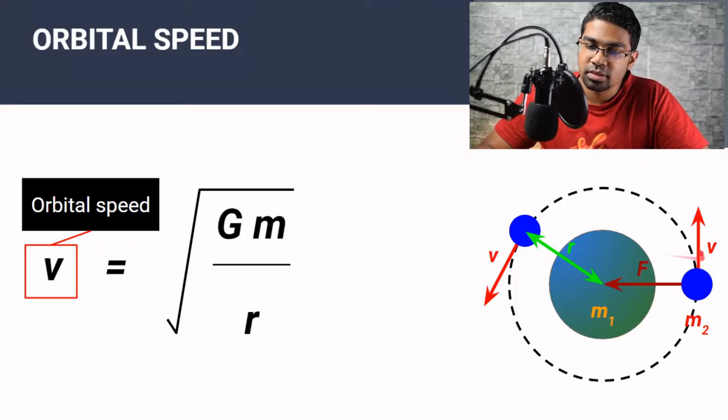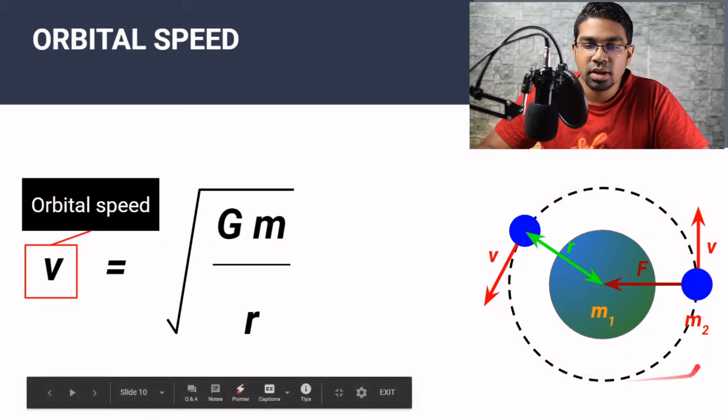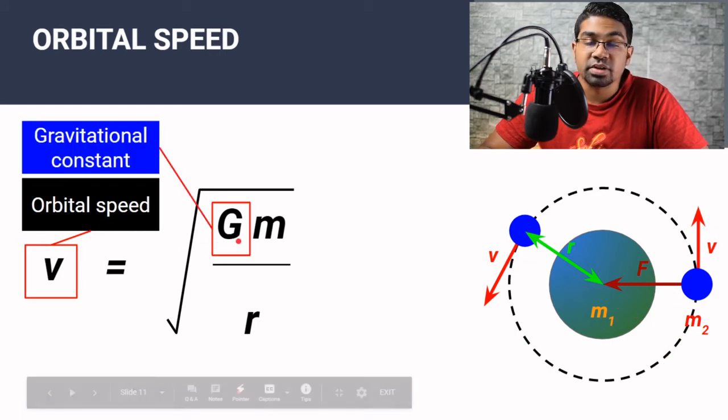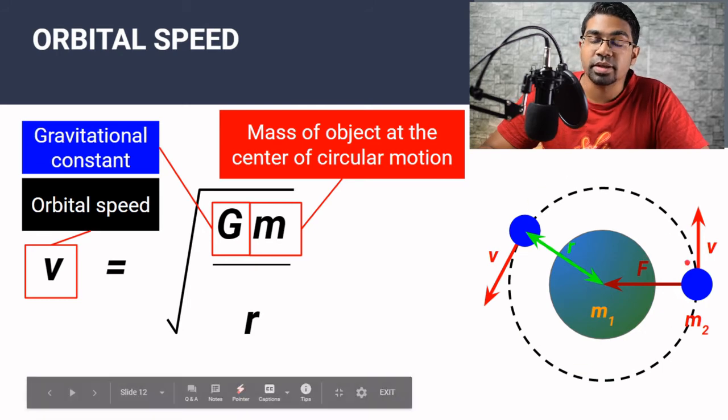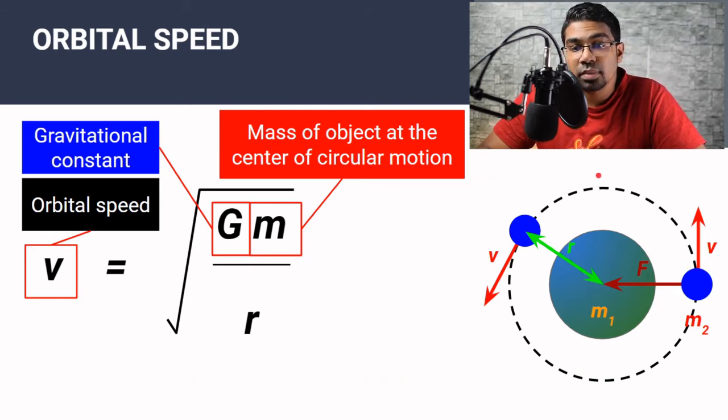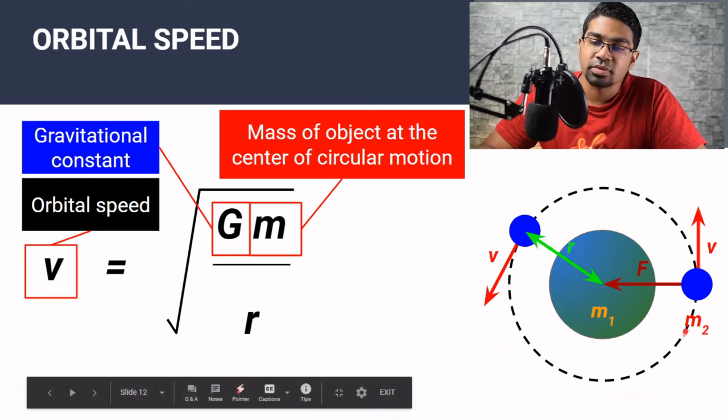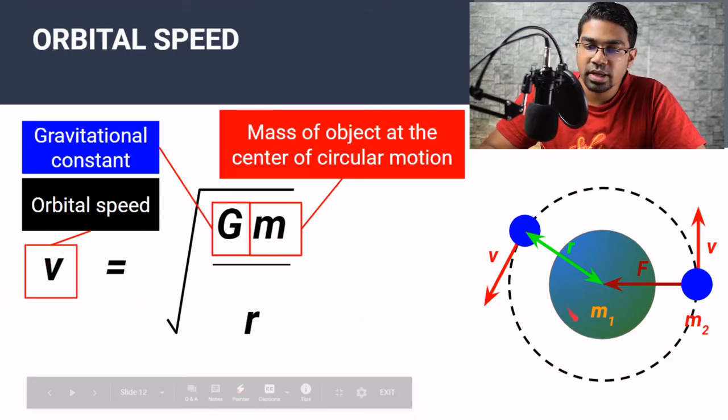V represents orbital speed. The orbital speed is the speed of the object as it goes along the circular motion, along the orbit. This is linear speed. It does not change. It remains constant as the object is moving in its orbit. G is the gravitational constant. M is the mass of the object at the center of circular motion. So as we noticed just now, the mass of the object in orbit has been eliminated. When we equate the two expressions of gravity, the mass of the object in orbit cancels itself. So the mass of the object in orbit does not matter when we are determining orbital speed. Orbital speed only relies on the mass of the object at the center.